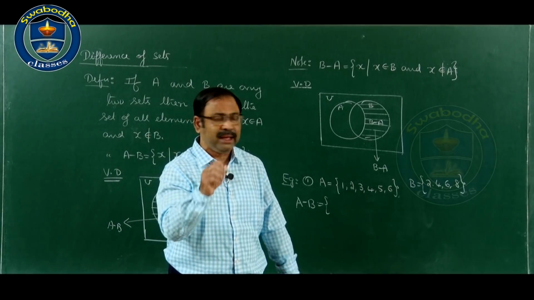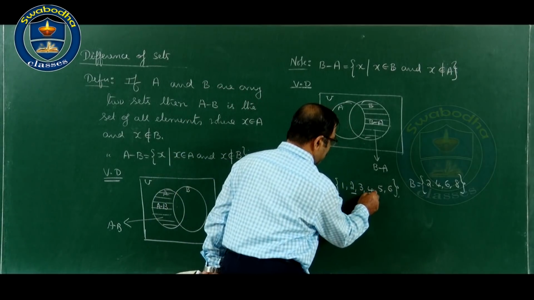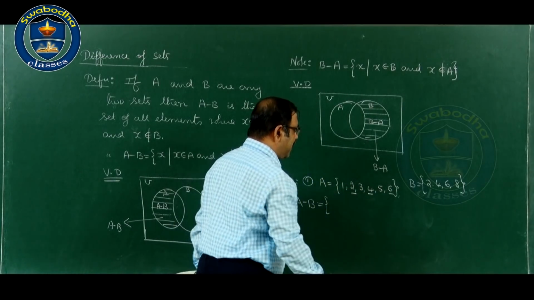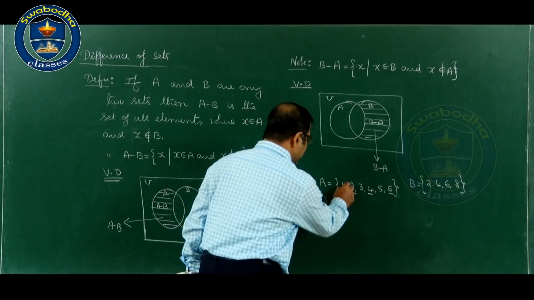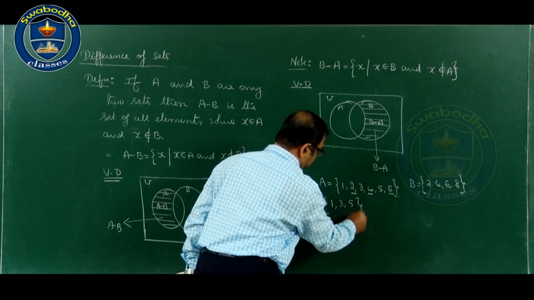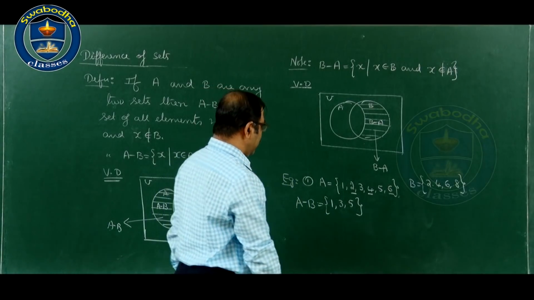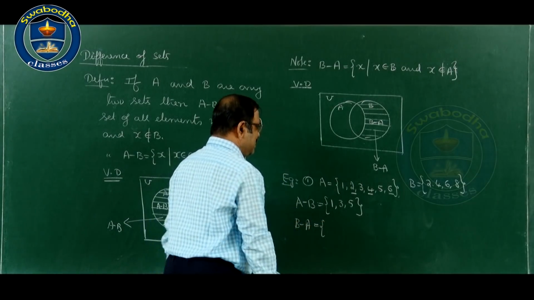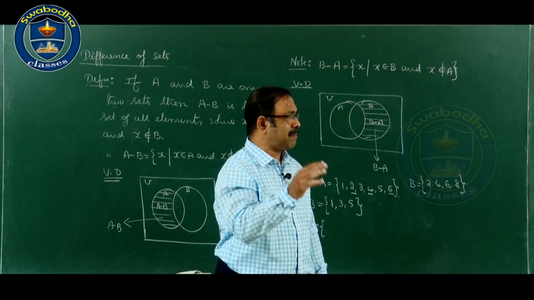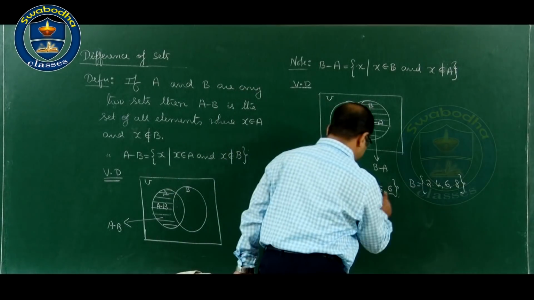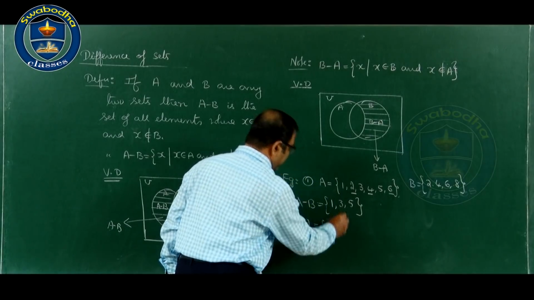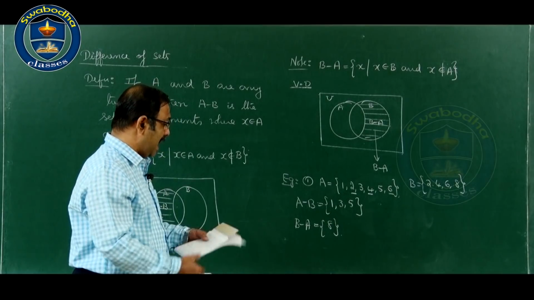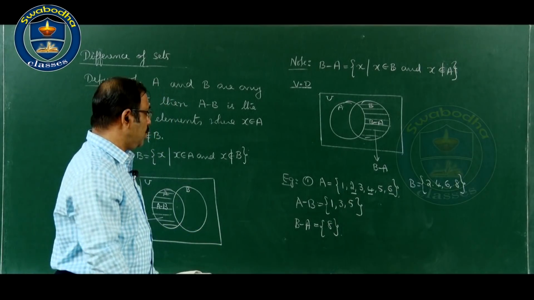So first you identify the common elements. See, 2, then 4, then 6; 8 is not there. Therefore all these common elements are to be subtracted from A. Then 1, 3, 5. So what is A minus B? 1, 3, 5. And what is B minus A? Once again, the common elements must be subtracted from B. So 2, 4, 6 are common. So what is remaining? 8. Therefore, A minus B is equal to 1, 3, 5 and B minus A is equal to 8.